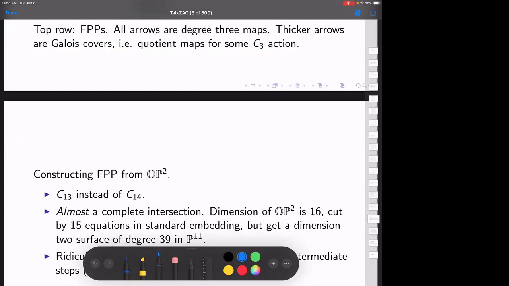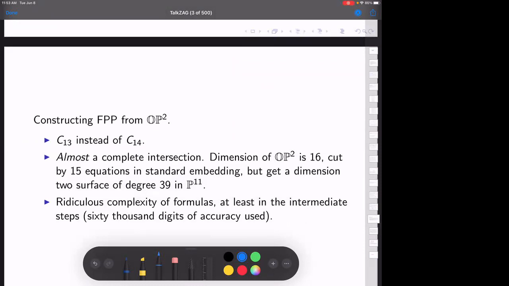So in that paper, it was mentioned that there's an analog of FPP where C14 gets replaced by C13. Gets replaced in the sense that there is an FPP with a C3 cross C3 action. And then you take a quotient by one of the C3, and then you take smoothing. And then you have this surface S with this Hodge diamond. And its fundamental group is C13.